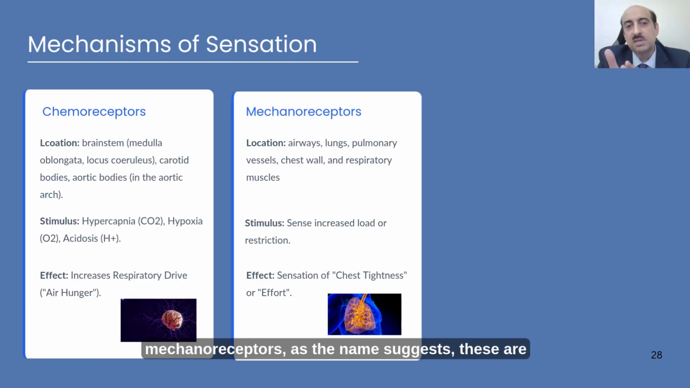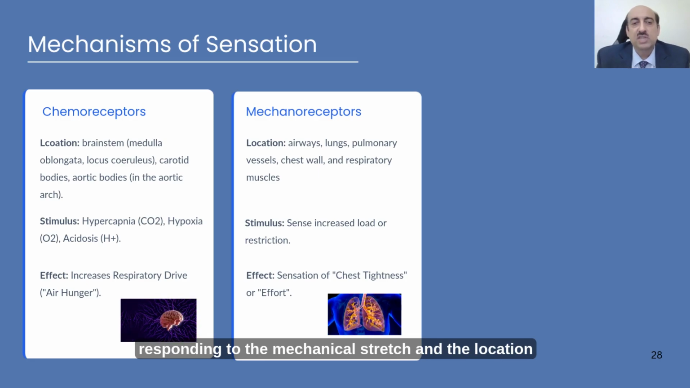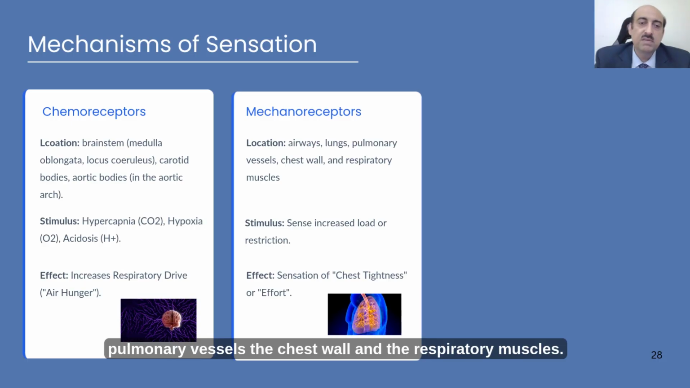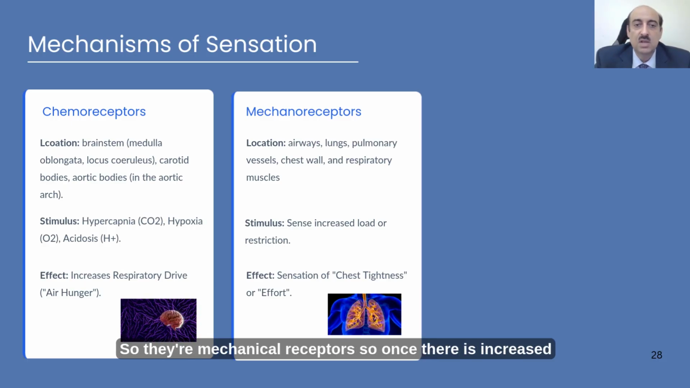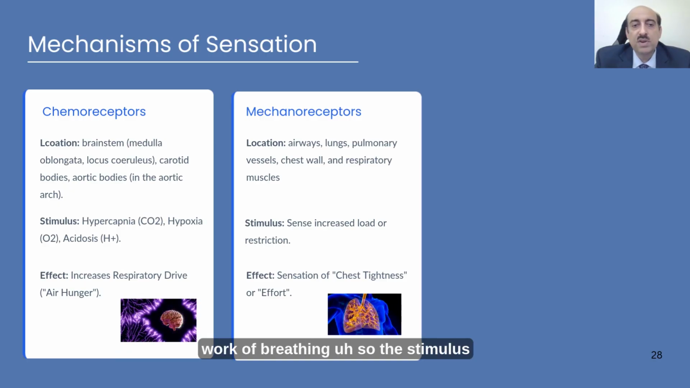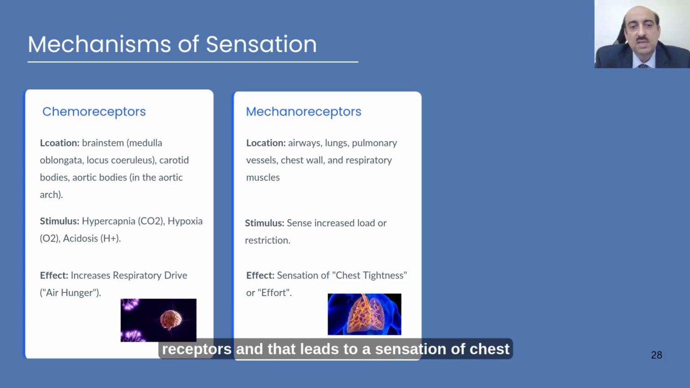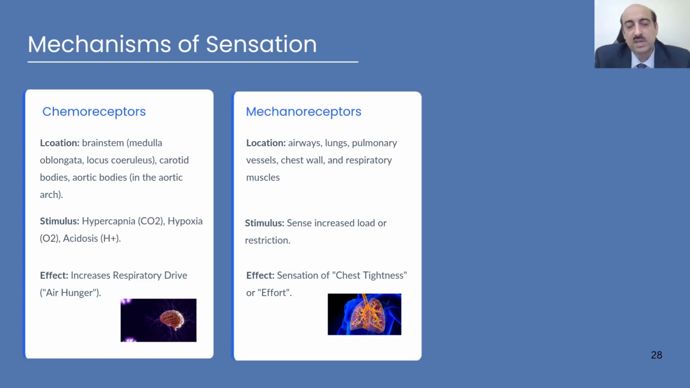Now, mechanoreceptors, as the name suggests, respond to mechanical stretch, and the location is virtually throughout the airways, lungs, pulmonary vessels, the chest wall, and the respiratory muscles. So they are mechanical receptors. Once there is increased work of breathing, the stimulus is the increased load or restriction to the working of these mechanical receptors, and that leads to a sensation of chest tightness or increased effort or work of breathing.